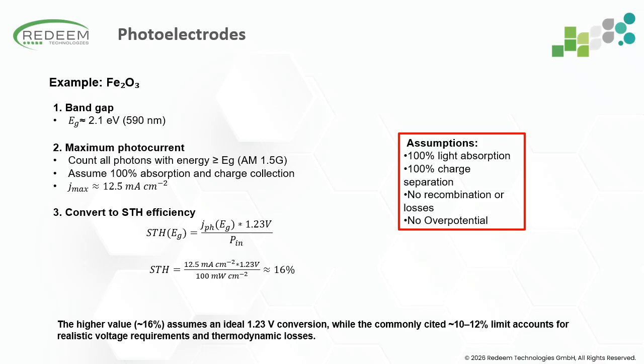However, this calculation assumes perfect light absorption, perfect charge collection, no recombination, no resistive losses, and no overpotential. So once realistic voltage requirements and other losses are included, the practical single absorber limit is closer to the commonly cited 10 to 12% and not 16%.